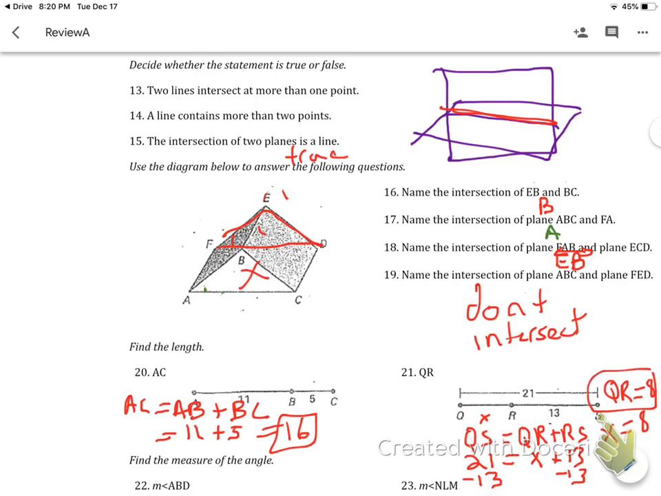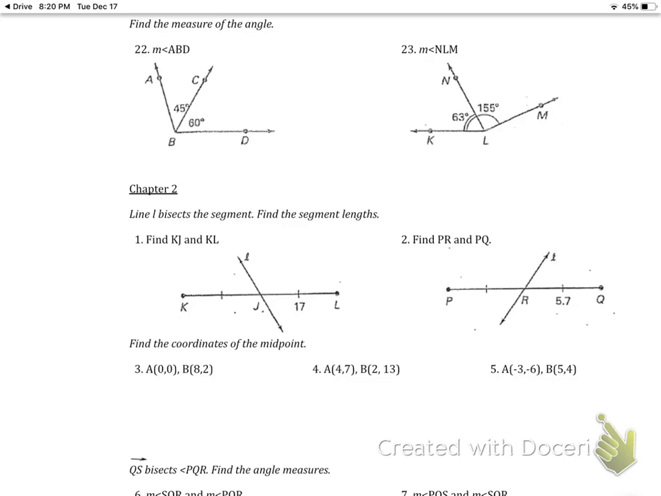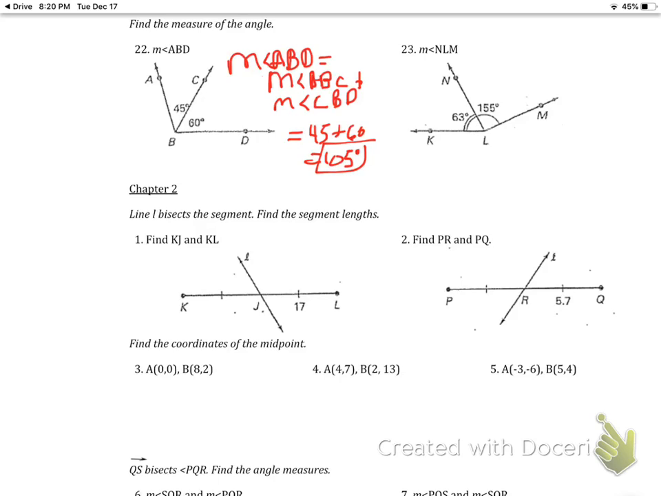Okay, let me pause while I clear our slide. Okay, so here we're looking for the measure of angle ABD. We see that's the big angle. So the measure of angle ABD equals the measure of angle ABC plus the measure of angle CBD. And you can see you can arrive at that by doing 45 plus 60, which gives you 105 degrees. So total angle will be 105 degrees.